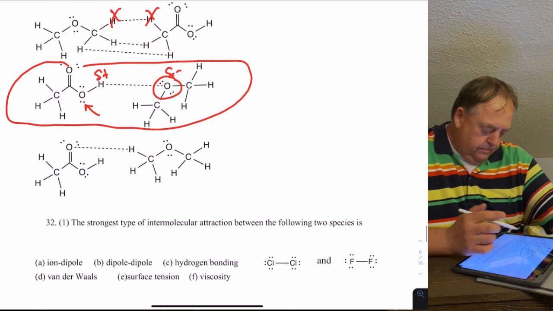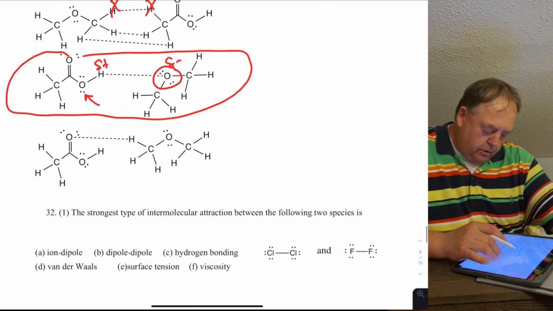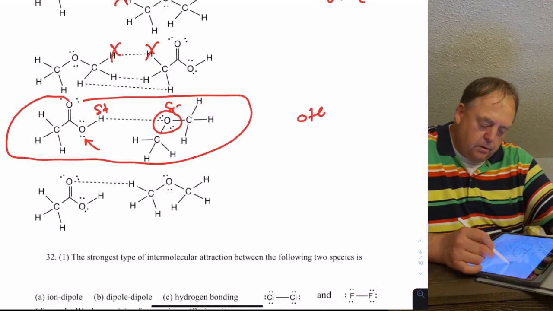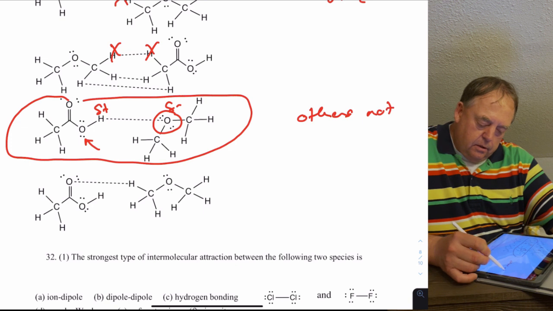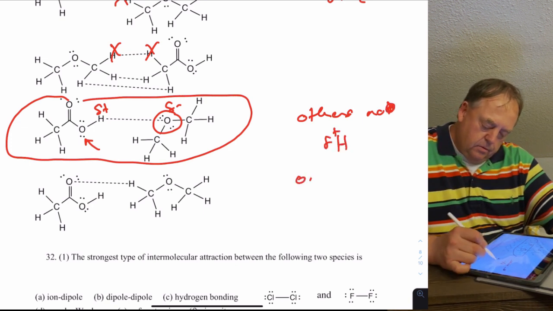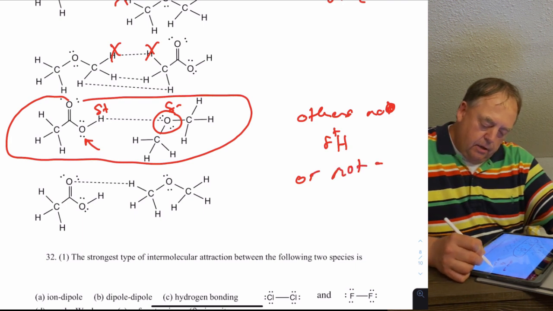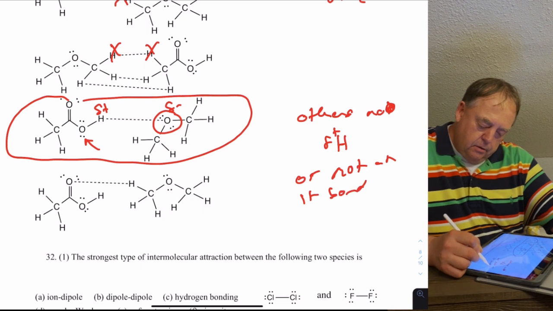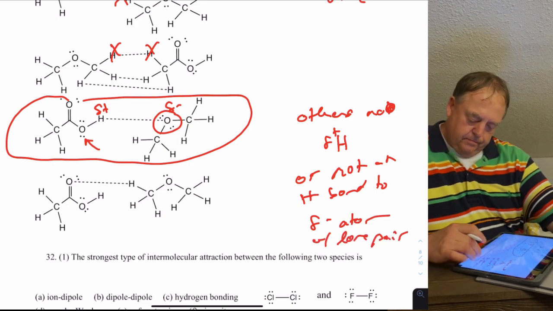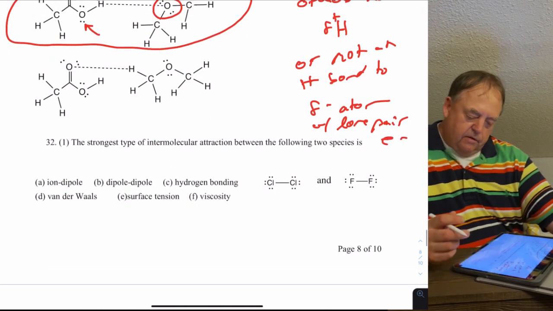And so the other ones have problems. They either have no partial positive hydrogen, or no H bond to a partial negative atom with a lone pair of electrons.